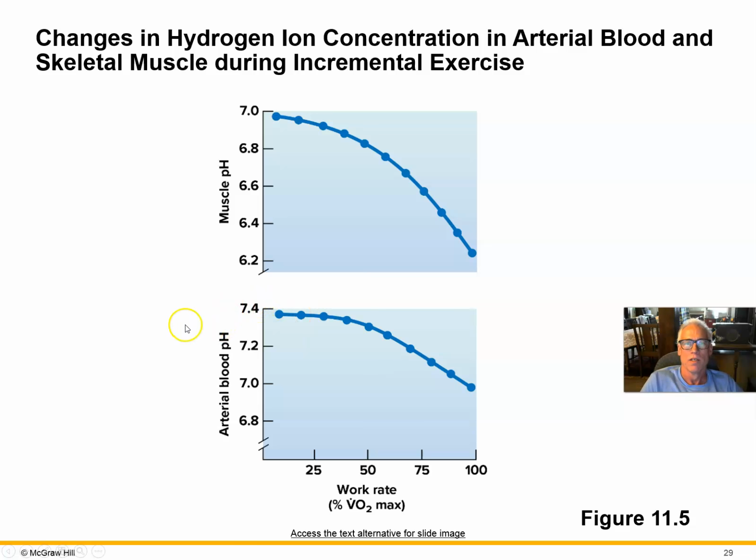Here's what happens to muscle pH, the pH of the sarcoplasm, as you increase the work rate. This is expressed in percent VO2 max. It could have been expressed in watts. Same thing. Increasing work rate, look what happens to the pH of the muscle cells. Anaerobic glycolysis and lactic acid production, and acidification of the muscle cell, and fatigue.